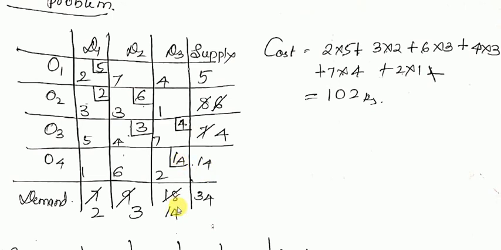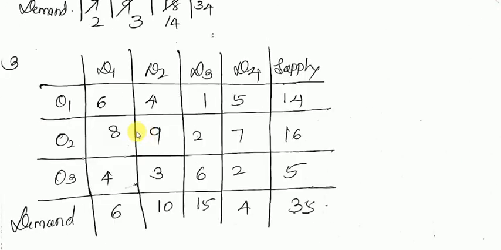So we get total 18. The cost is calculated by 2 into 5, 3 into 2 plus 3 into 6 plus 4 into 3 plus 7 into 4 plus 2 into 14. Total will get 102. Please practice this problem. Already I have solved and I have written the answer. Just go through this problem and solve. One more problem I have given. This also you have to solve by northwest corner rule.